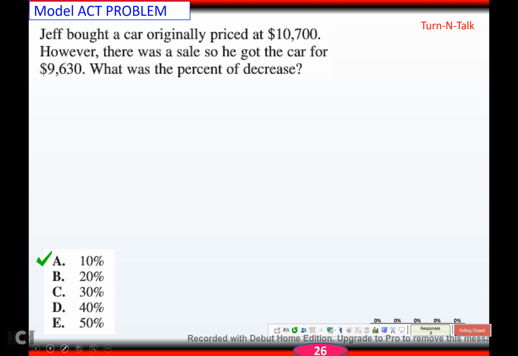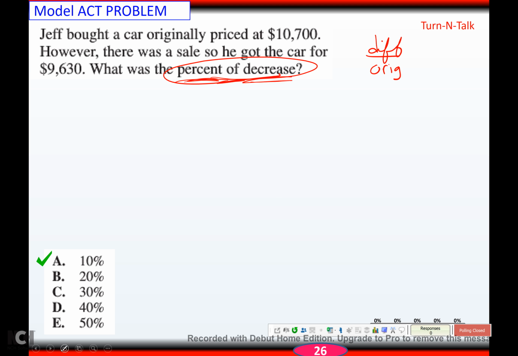All right, it says Jeff bought a car originally priced at $10,700. However, there was a sale, so he got the car for $9,630. What was the percent of decrease? When you see that language, percent of decrease or increase, which is what I was trying to do on the last problem, but I didn't see those words, so I had to stop and think. So this is a percent decrease problem, which is difference over original.